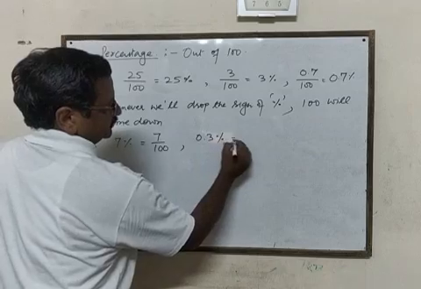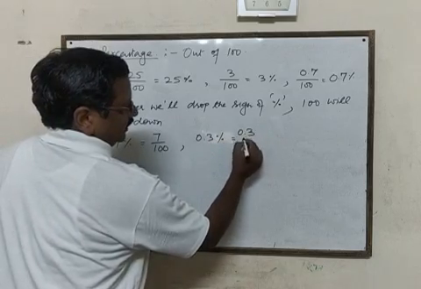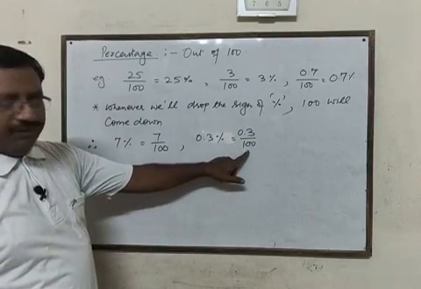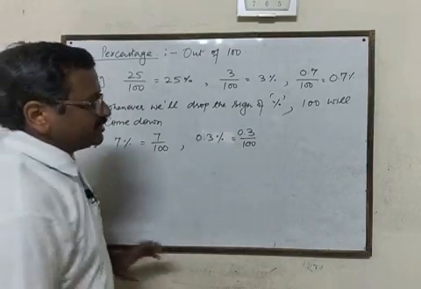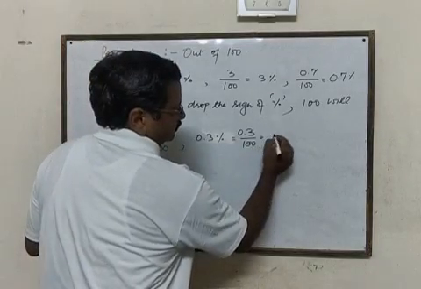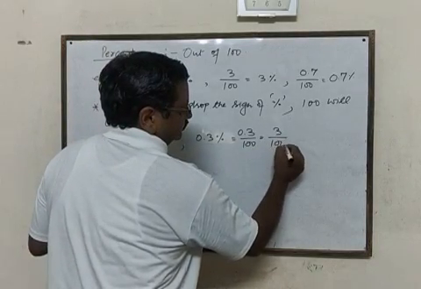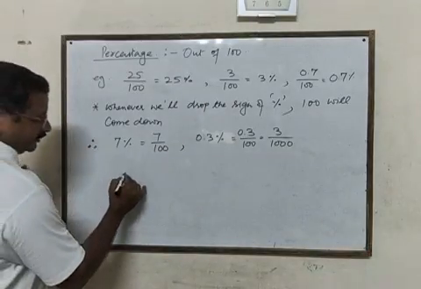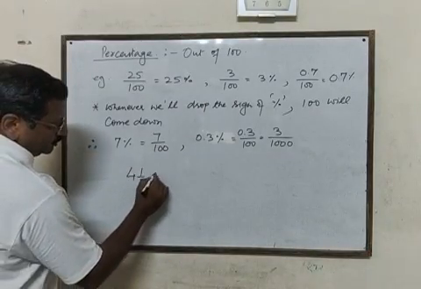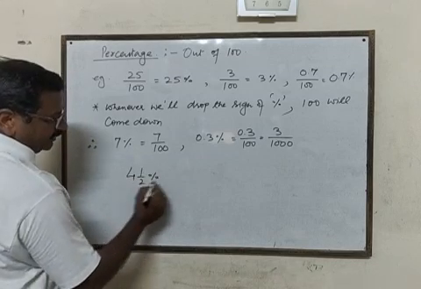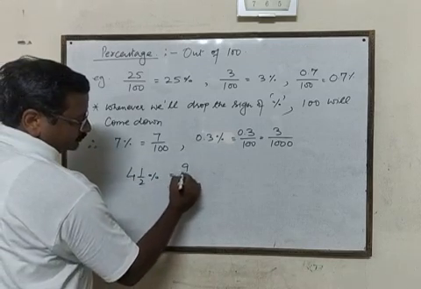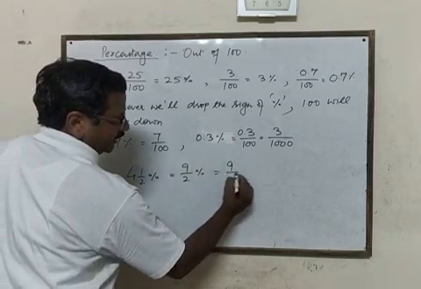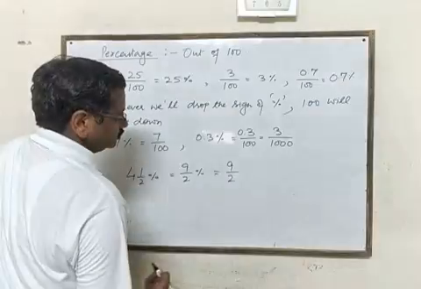0.3%, that is 0.3 upon 100. Remove the percent sign, 100 will come down. Now remove this decimal, one more 0 will come down: 3 upon 1000. Now most important, that is 4 and 1 by 2%. This is 9 by 2%, and this is equal to 9 by 2 into 100.